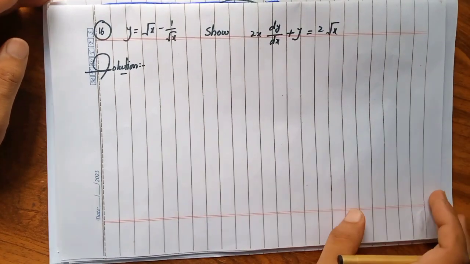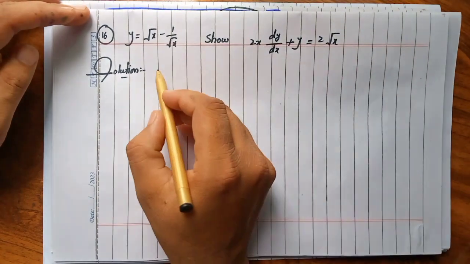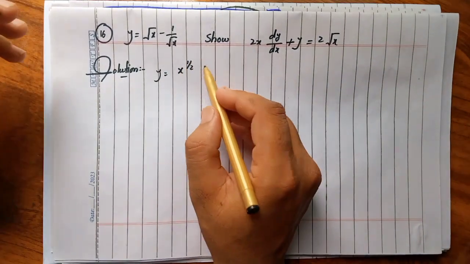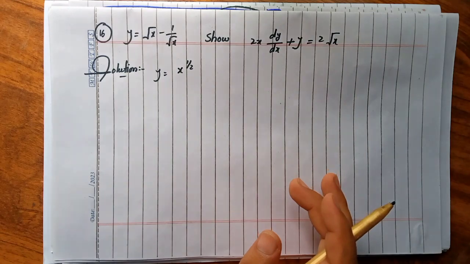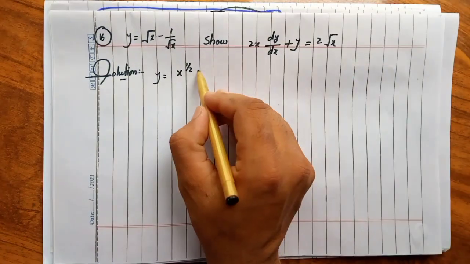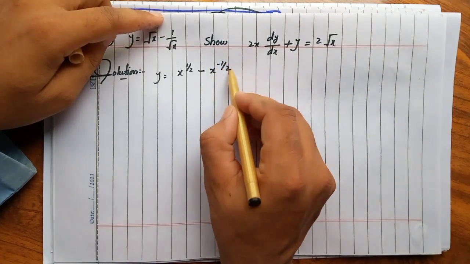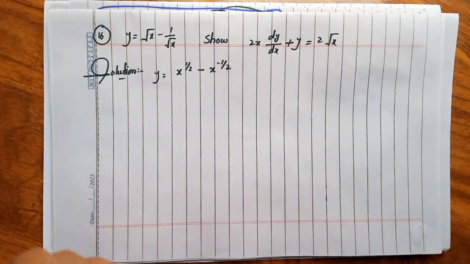Now we will discuss question 16. So y is equal to, in the exponential form, x raised to the power 1 over 2 minus x raised to the power minus 1 over 2. So we will apply simply the derivative here.